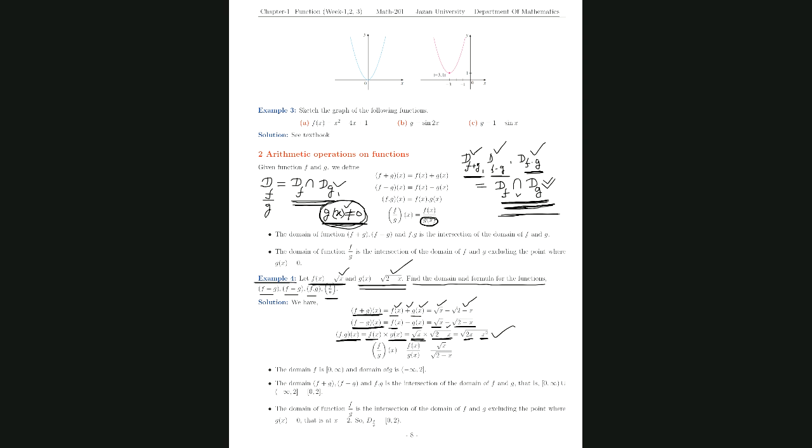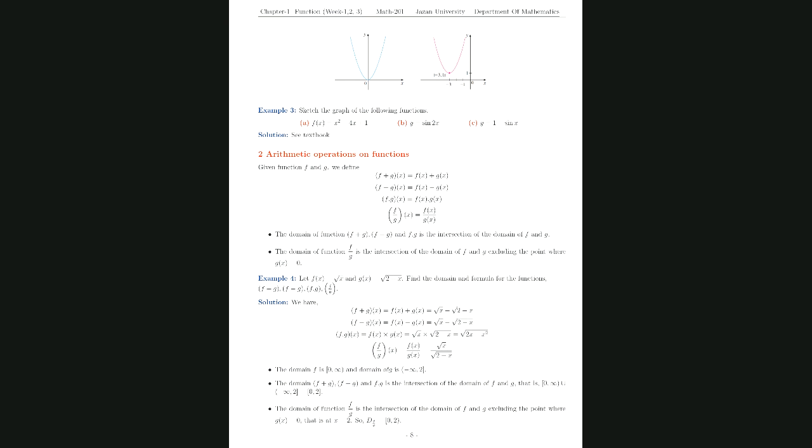And then this f over gx: f over gx equals fx over gx. So fx is this and over gx, this √(2 − x). Okay, so these are the formulas: f plus gx, f minus g, f times g, f over g.